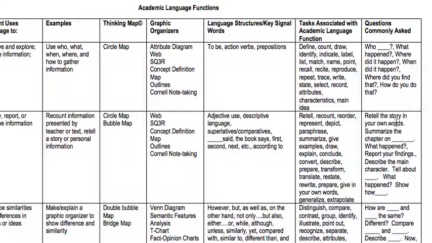Commonly asked questions: retell the story in your own words, summarizing, reporting your findings, describing the main character. All of those things could be supportive and helpful. But I go here to the tasks associated with the informing or the retelling. We may have students doing all of these types of things. What we really want teachers to do is think about exactly what it is that kids need to be able to do with their language, and then think about what are the supports that they would need to do it.